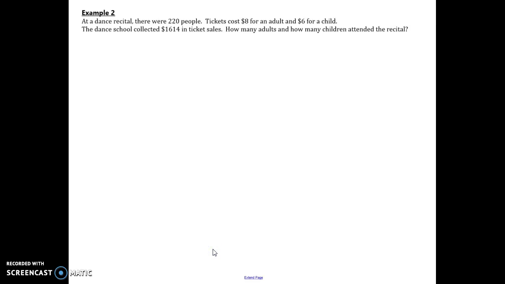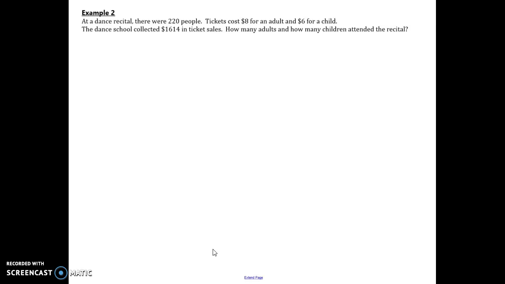So let's try another example of this. This one says that on a dance recital there were 220 people. The ticket costs were $8 for an adult and $6 for a child. In total, they collected $1,614 in ticket sales. How many adults and how many children attended the recital?